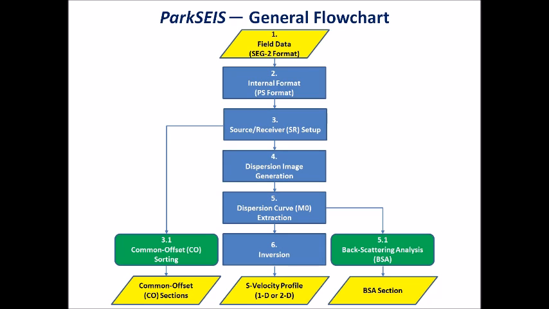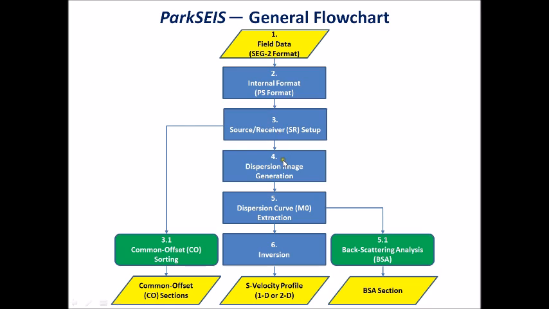It first imports field data in a SEG2 format, and then it internally converts into a PS format. And this format conversion is necessary because there are many unique and special data arrangements made. And then it moves on to step number 3, which encodes a source receiver setup into the header of each data element. Normally, this information would be encoded in the original field files. If that's the case, then ParkSEIS will detect it and display that information graphically so that a user can inspect. And if that is correct, then you can skip step number 3. Otherwise, you have to go through this step very carefully.